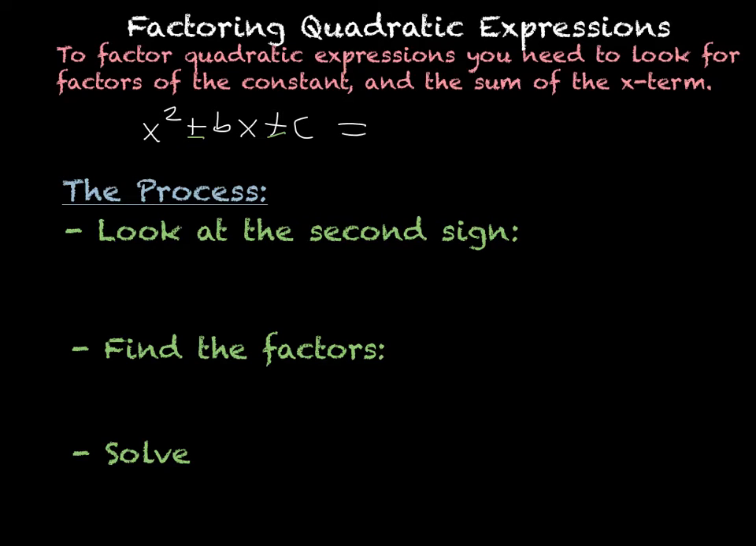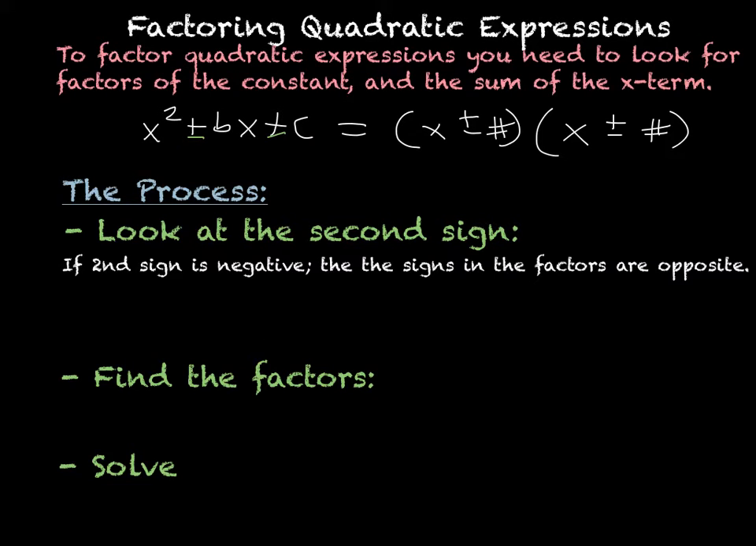To factor it, we're going to factor it out into something where it's x times x as the first terms, and then it's either going to be plus or minus, and plus or minus, and then we're going to have some numbers here. We don't know what those numbers are. You're going to have something to do with the b and c. Okay, so the process of factoring quadratic expressions is to first look at the second sign.